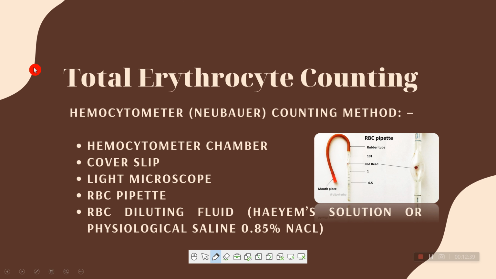So here, for using the hemocytometer chamber or the Neubauer's counting method, we need a hemocytometer chamber, cover slip, light microscope, RBC pipette and the RBC diluting fluid. The RBC pipette is the pipette which is used for diluting the sample of blood with the diluting fluid, which is Hayem's fluid.